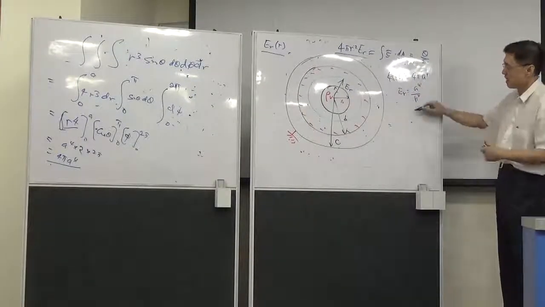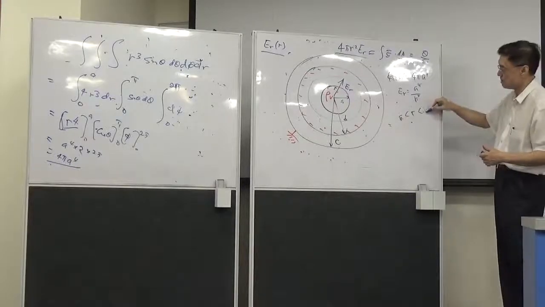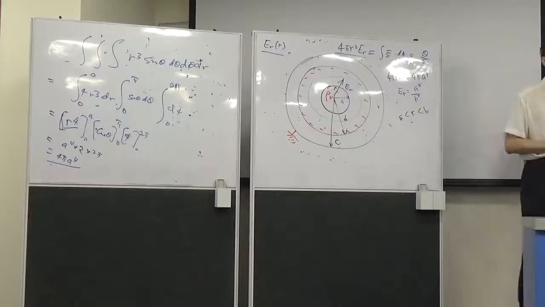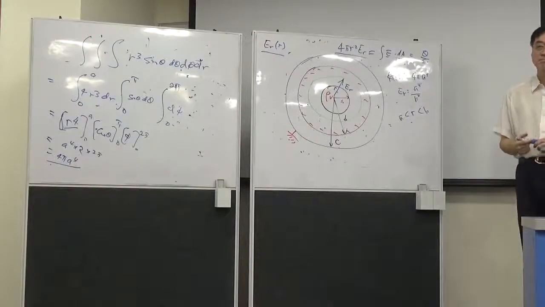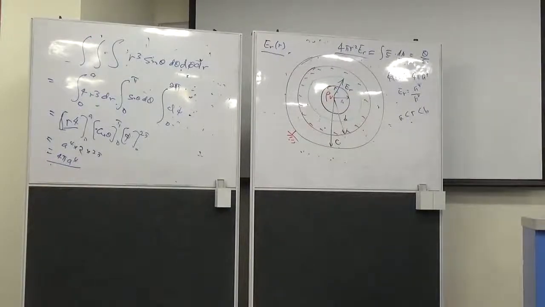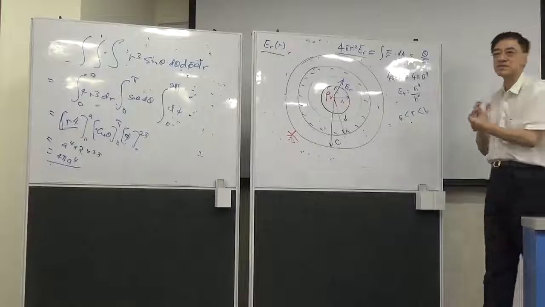This is for R greater than A and smaller than B. What's the shortcut method? Don't do the shortcut method. I don't want to, because I don't want to confuse people. Now exam time already, yeah?